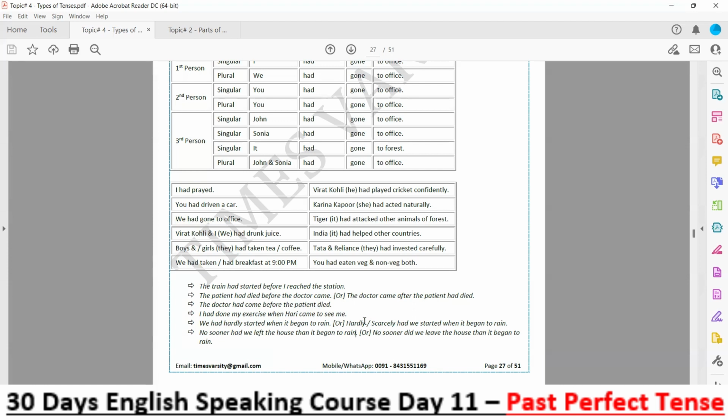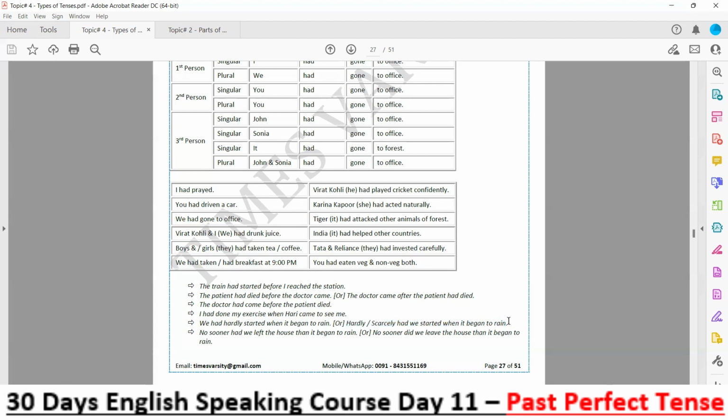And this same sentence you can also express in this way. Yes, go ahead with this sentence. Hardly or scarcely had we started when it began to rain. So you can use the word hardly or scarcely. We cannot use both of them. One of the words should be used. Let's say, hardly had we started when it began to rain.